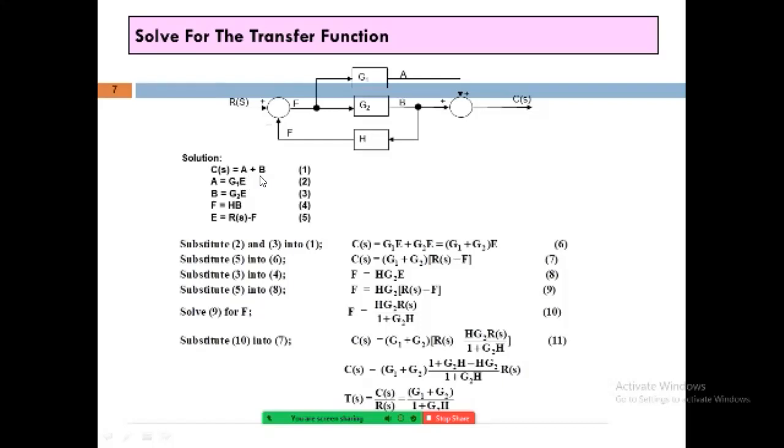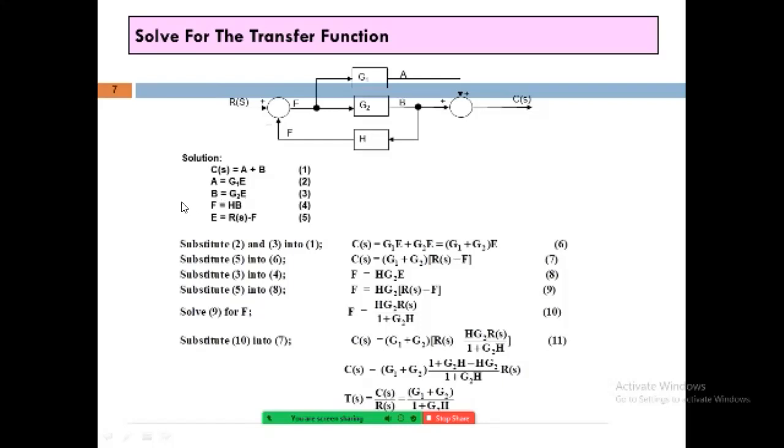After the complete solution of this equation number 11, we get C of S is equal to this bracket, and now just simplify these terms, taking the denominator as common, that is 1 plus G2 into H, and make a cross multiplication, that is R of S plus R of S G2H minus H into G2 R of S. Okay, very simple solution is this, and if you solve step by step, you can easily get the solution.